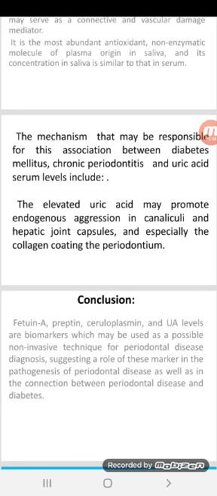The mechanism that may be responsible for this association between diabetes mellitus, chronic periodontitis and uric acid serum level include the elevated uric acid may promote endogenous aggression in canaliculi and hepatic joint capsule and especially the collagen coating the periodontium.